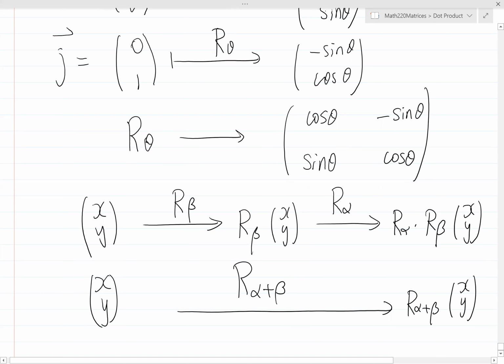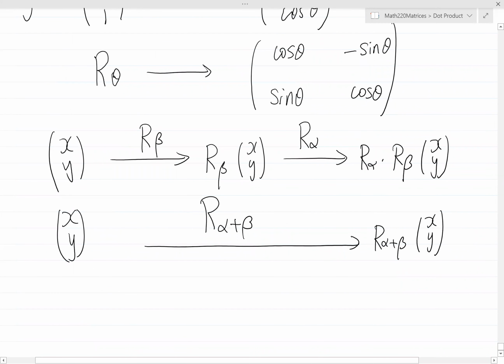Okay, so we can do addition of these rotations. Rotating by an angle alpha plus beta is the same thing as rotating by an angle beta and then rotating by an angle alpha. So clearly this is equivalent. We should expect that the rotation with respect to O by an angle alpha plus beta is the same thing as first rotating by beta and then rotating by alpha.